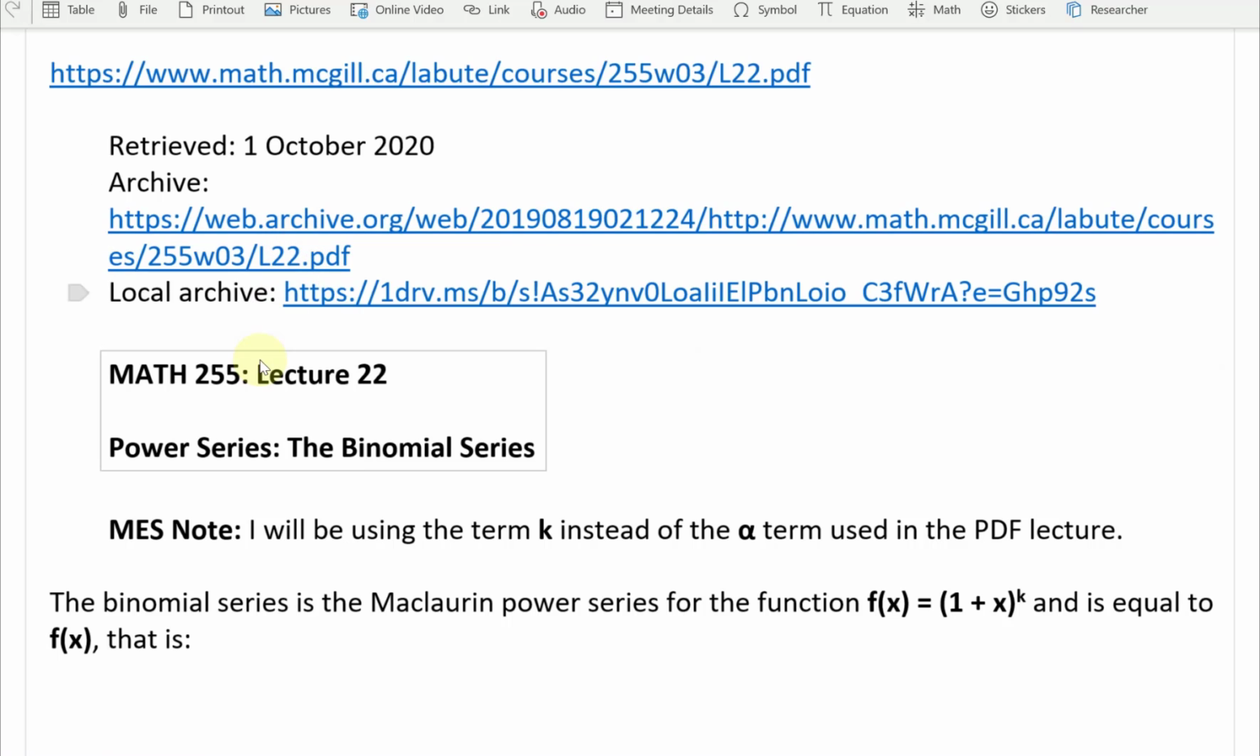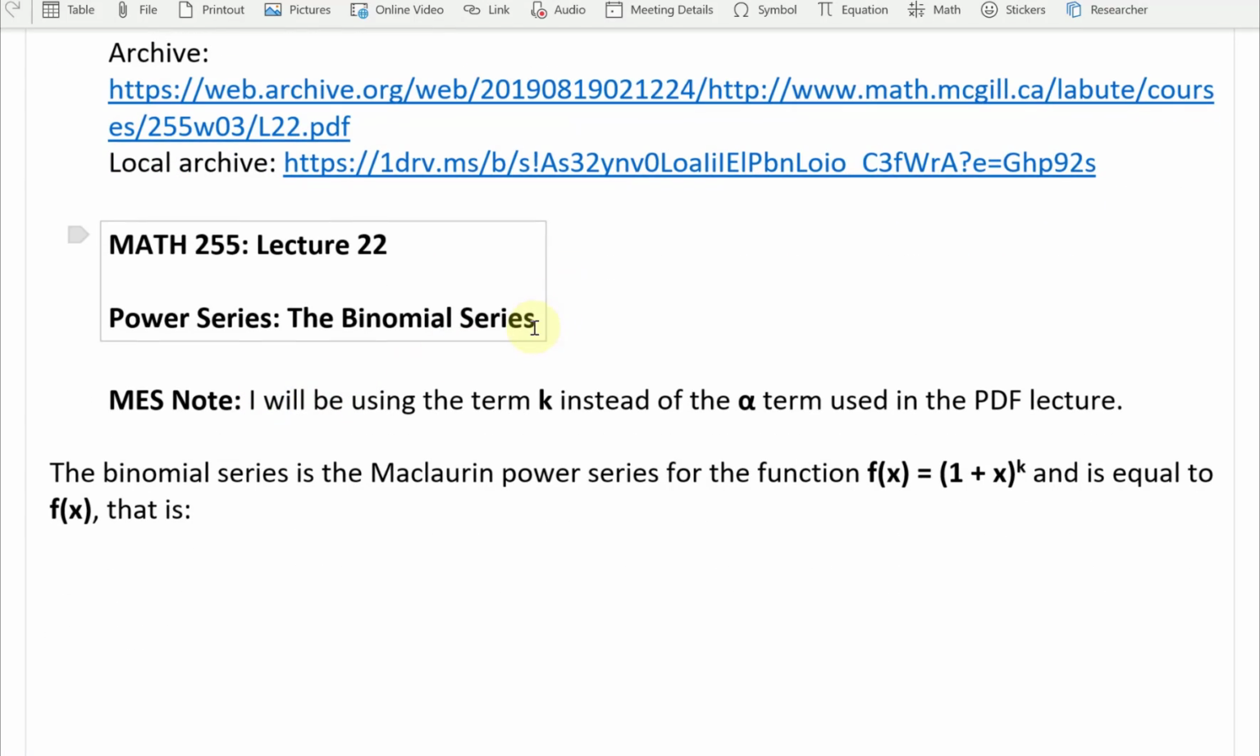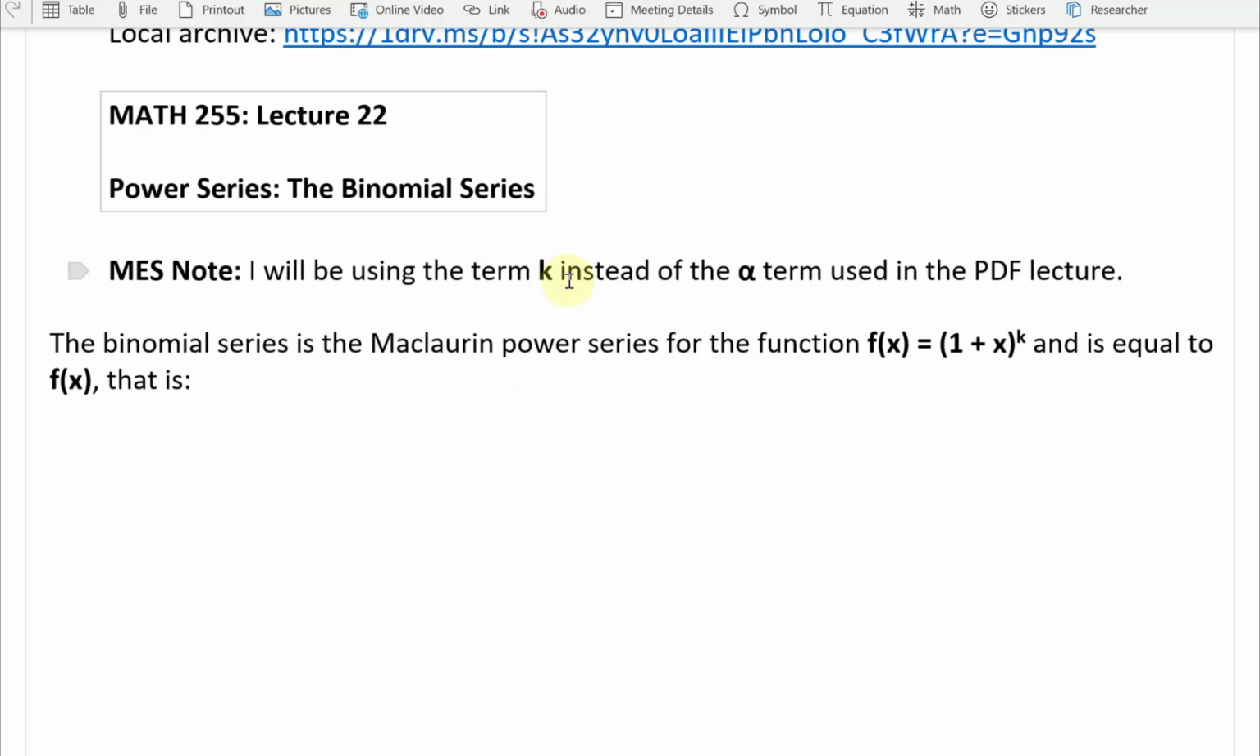So anyways, Math 255, Lecture 22, Power Series, the binomial series. Let me just note, I'll be using the term k instead of the Greek letter alpha, the term used in the PDF lecture, just because we've been using it before, so I'm more familiar with this one for the binomial series. So the binomial series is the Maclaurin power series for the function f of x equals 1 plus x to the power of k, and is equal to f of x. That is, I'm just writing it all out for reference again.